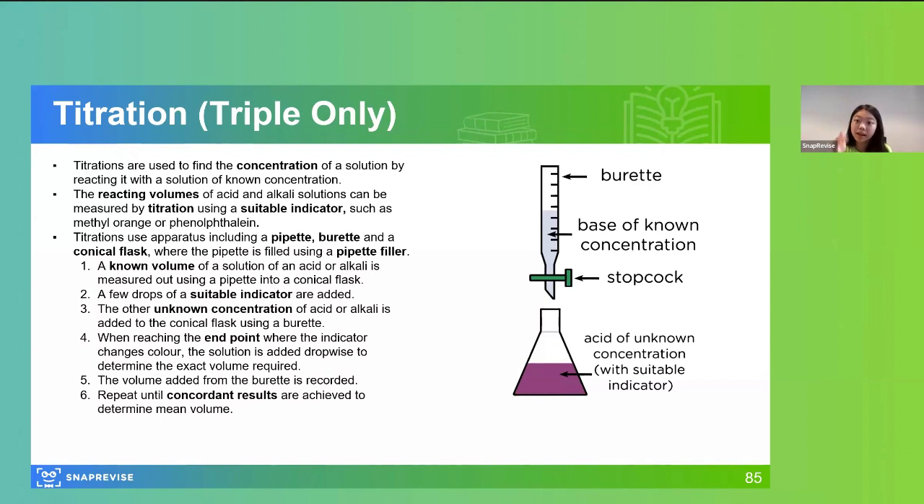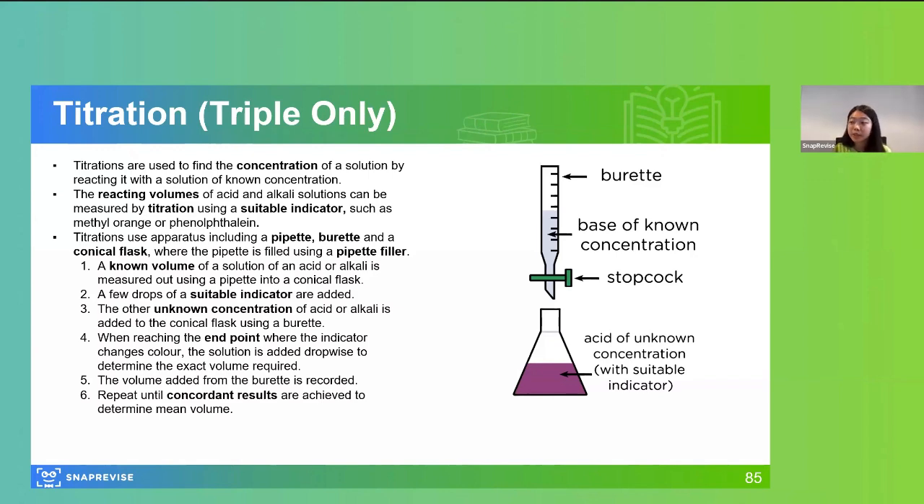And you're going to keep repeating this until you have concordant results. Concordant results meaning they are only 0.5 centimeters cubed apart. So 23.5 and 24 are concordant results. You can only use those to figure out the mean volume. I think that is it for understanding titrations.